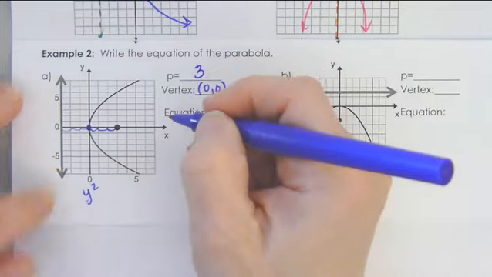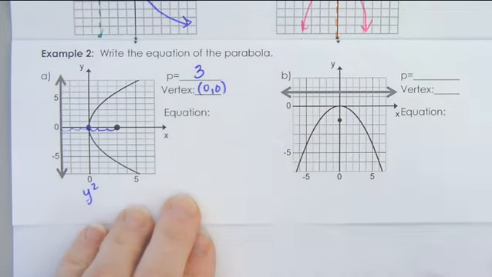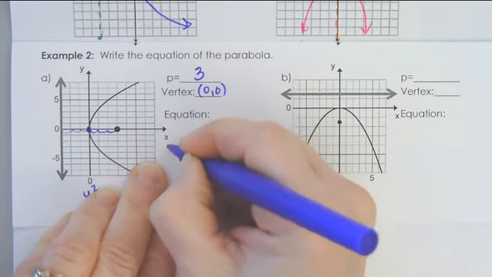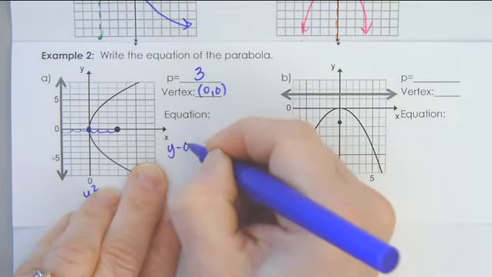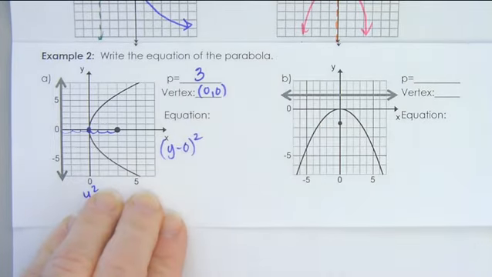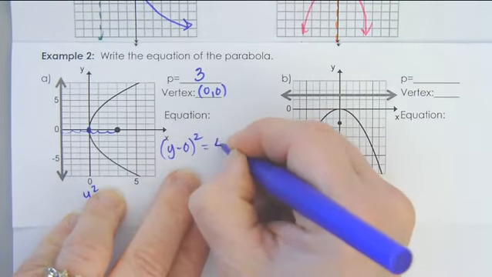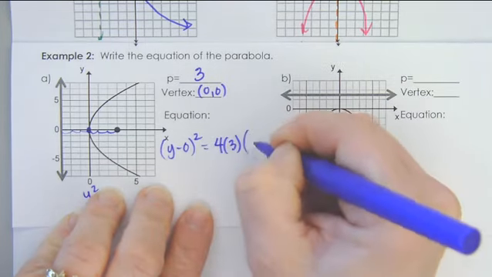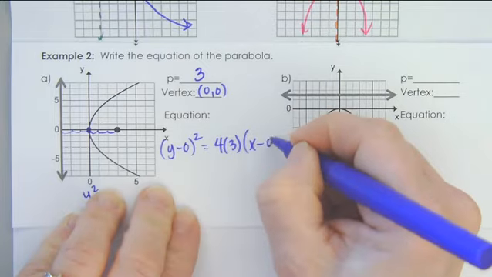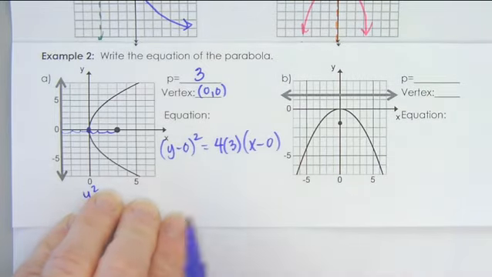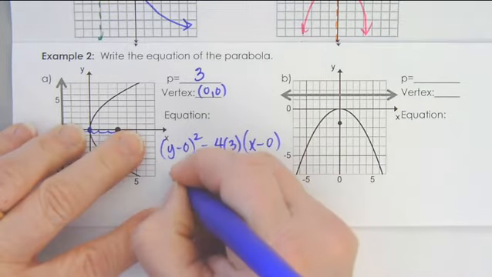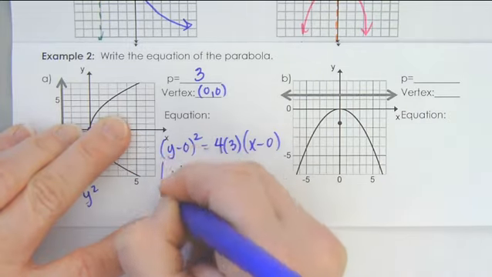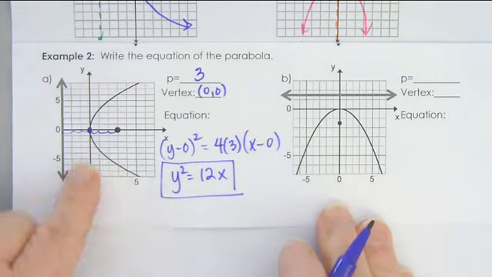So when we write the equation, we have y minus our y value of our vertex, which is 0, squared, because it could cross the y-axis twice, equals 4 times P, and yes, you could simplify that to 12 right away, x minus the x value of the vertex, which is also 0. Make sure you don't square both of them. Then simplify this. Y squared is equal to 12x, and we're done. There's the equation for this sketch.